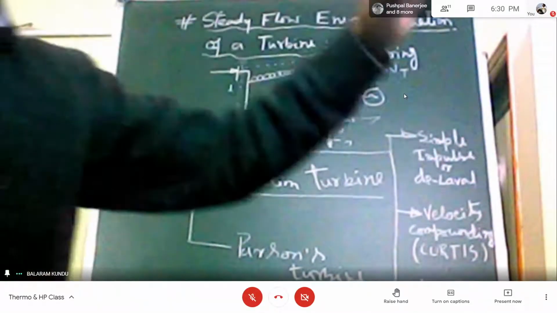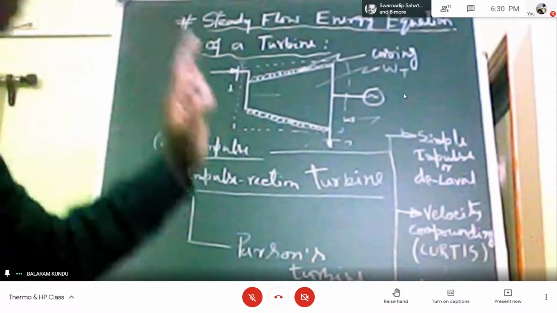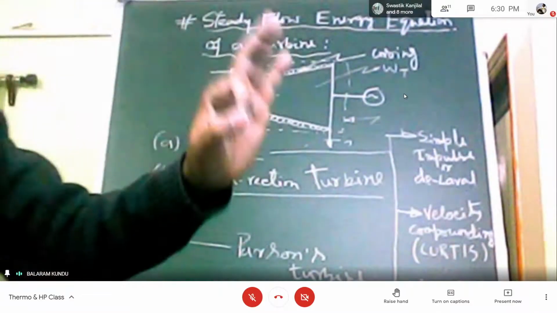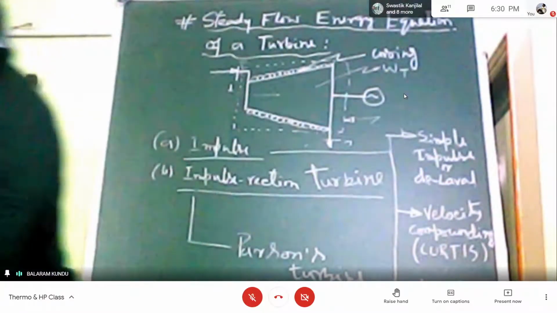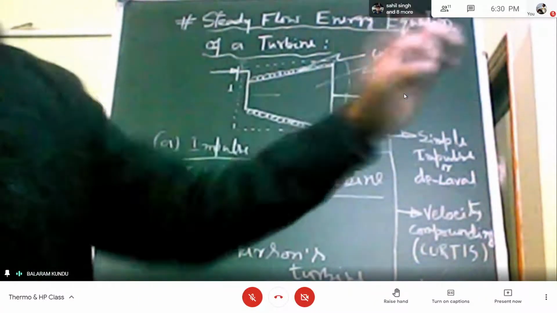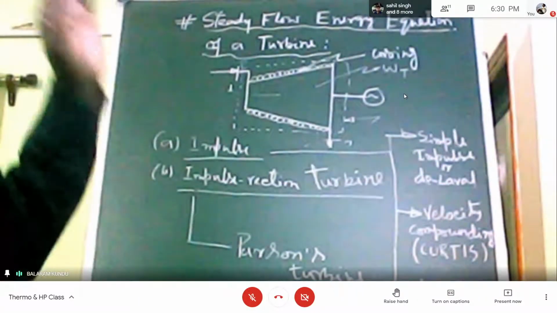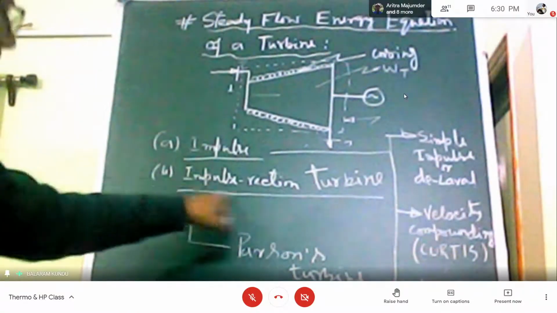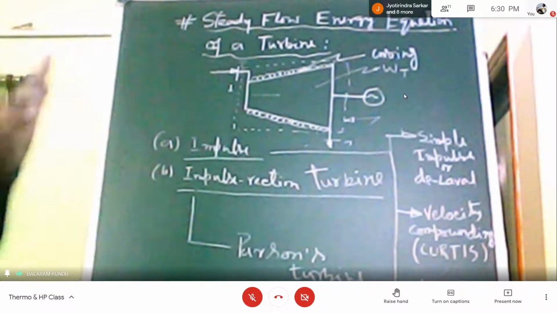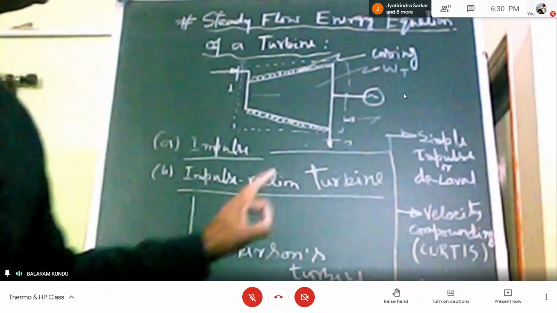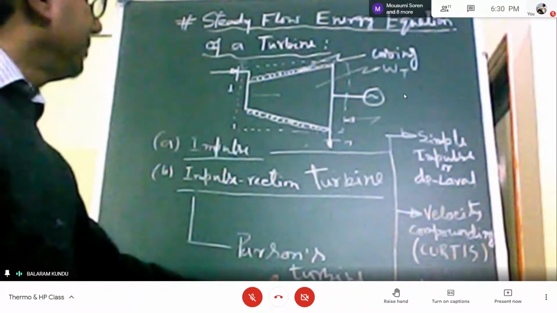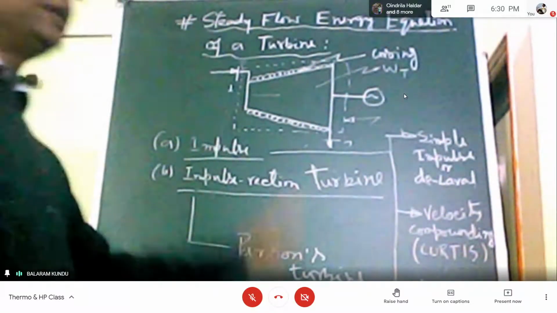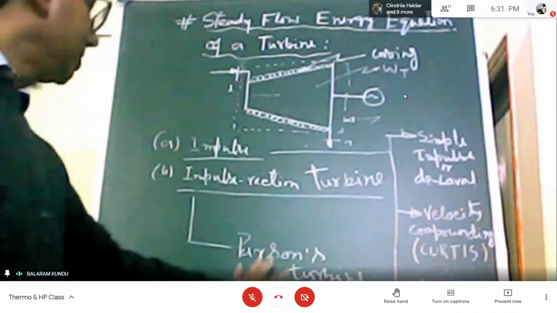Maybe 70% impulse, 30% reaction, that is one type. 60% impulse, 40% reaction, that is another type. Say 10% impulse, 90% reaction. So many types are possible in the case of the impulse reaction turbine. But in practical situations in industry, the Parsons turbine has been commonly used. So there are advantages to using the Parsons turbine.